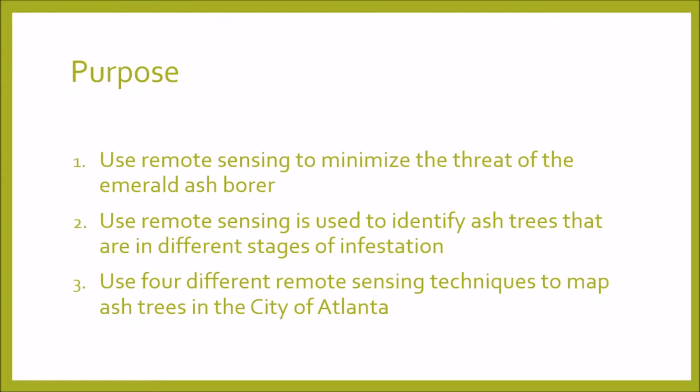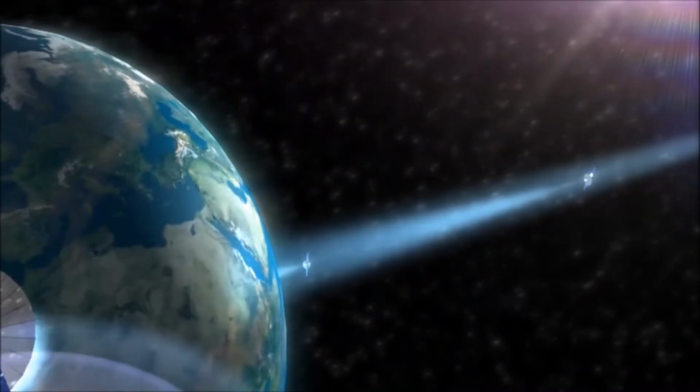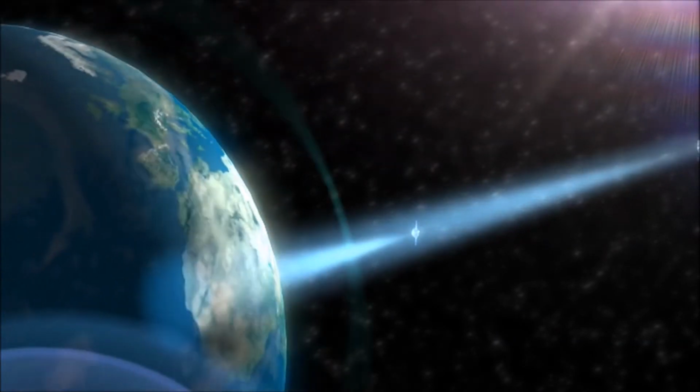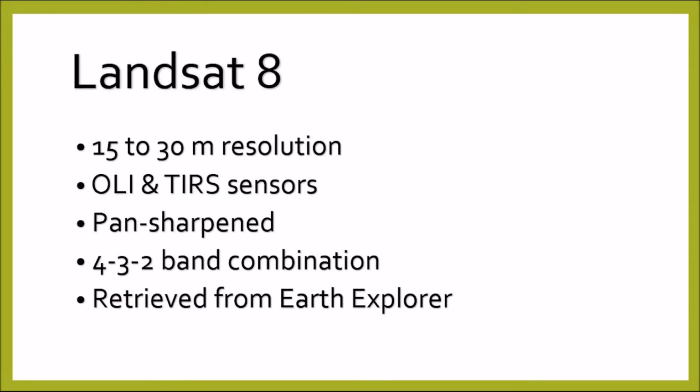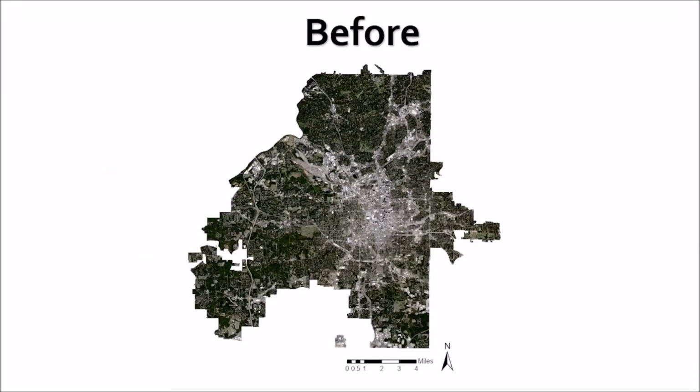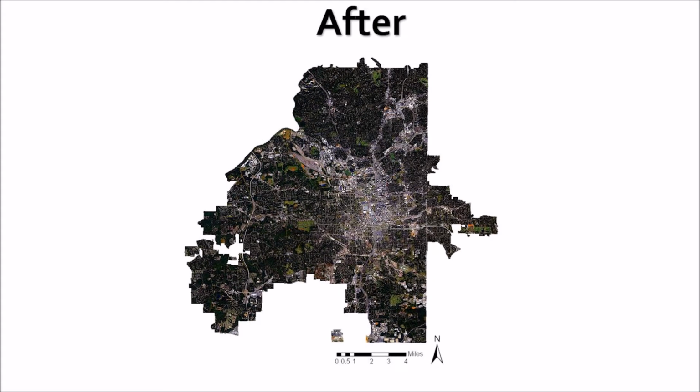To minimize the threat of the emerald ash borer, remote sensing is used to identify ash trees that are in different stages of infestation. And as you can see, my study area is City of Atlanta. Before I began my supervised and unsupervised classification, I enhanced the images with ArcGIS Tools to get higher resolution on the Landsat images. According to one of the articles I read, it is better to composite bands 1 through 7, then set the band combination to 4, 3, 2. This gave the image a sharp and smooth texture.